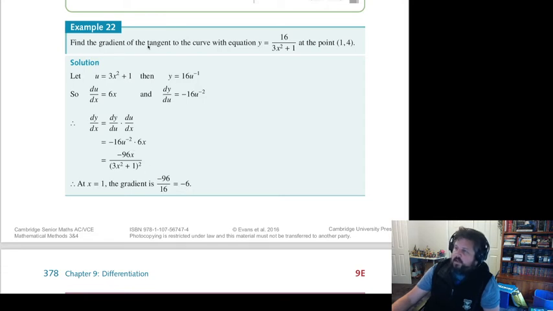Some people might be tempted to just leave what the derivative is. No, make sure you answer the question. It was actually asking what is the gradient of the tangent at this particular point. So when you've got the derivative or the gradient function, you can find out what's happening by substituting 1 into the derivative, and that will tell us what is happening at x equals 1. Substitute 1 into here, and we get the gradient at that particular point is negative 6. So we get a negative gradient at that particular point.